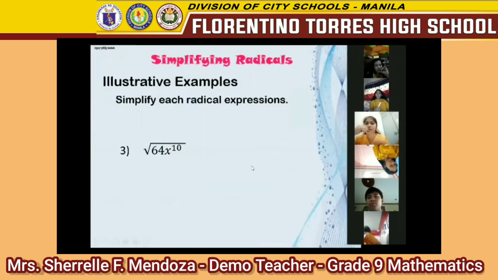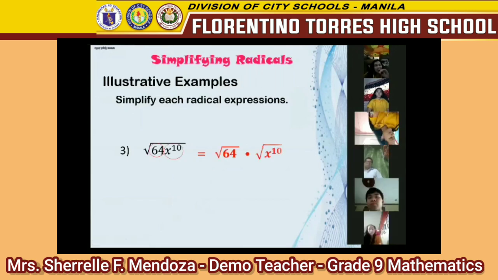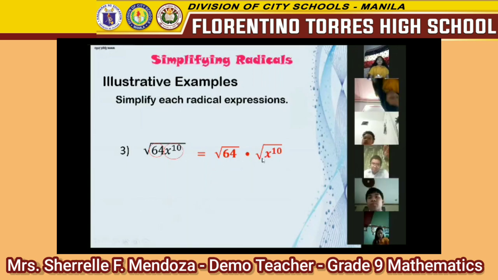Next, number 3. I have the square root of 64x raised to 10. To simplify, we separate the two factors. We have two factors inside the radical: 64 and x raised to 10. So we separate them: the square root of 64 times the square root of x to the 10th. The square root of 64 is equal to 8.